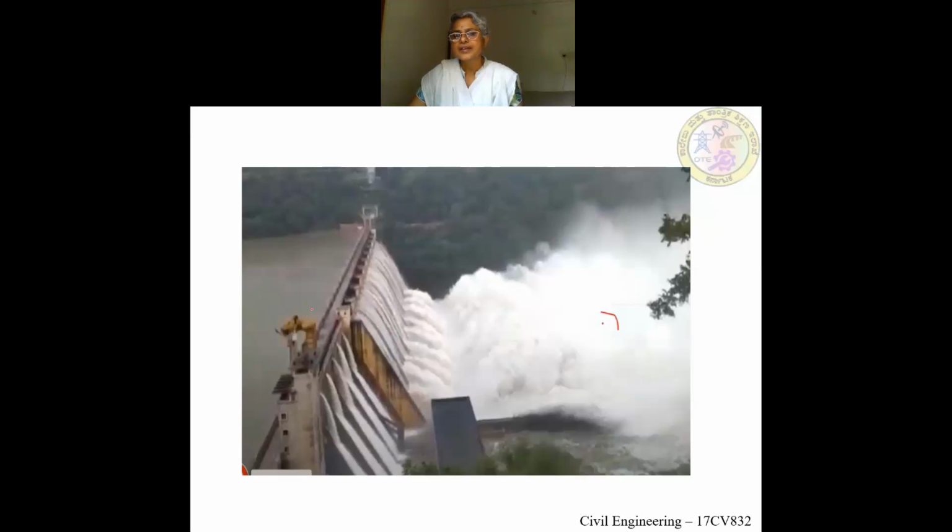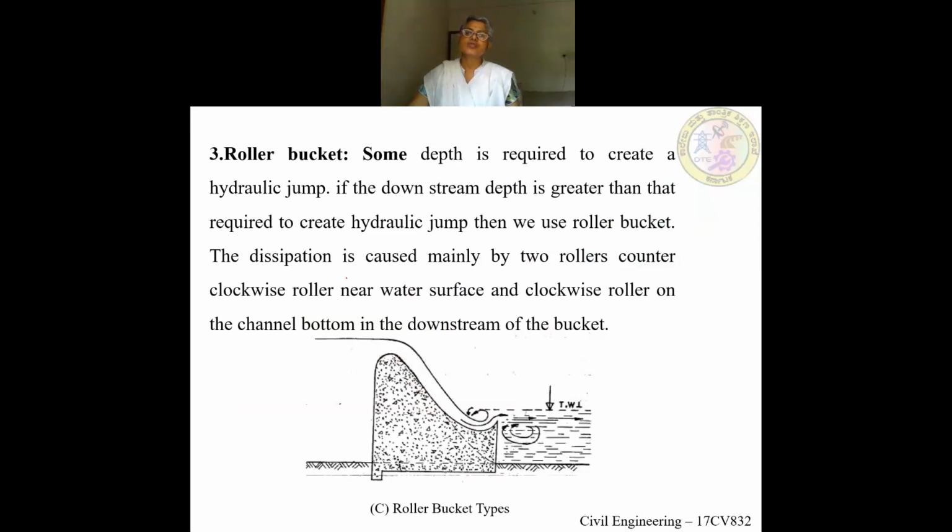This is the upstream side where there is a reservoir and the water is flowing from the spillways, and then a jump has been created like this. Hydraulic jump is being created by providing flip buckets. Then we will see what is roller bucket.